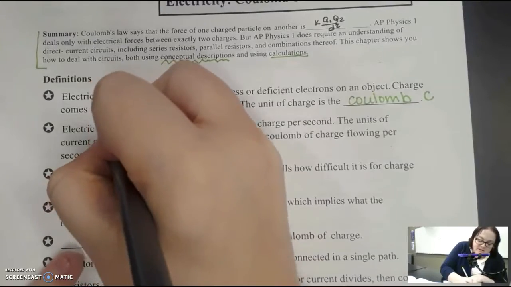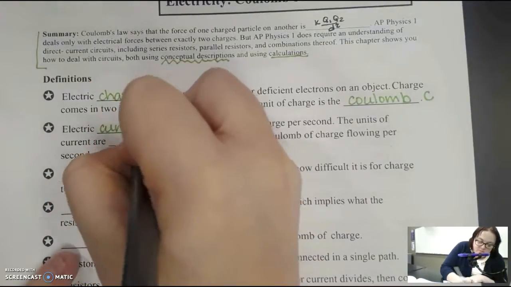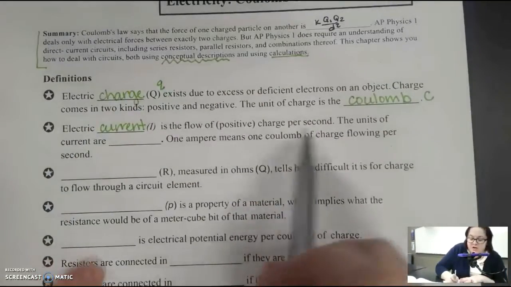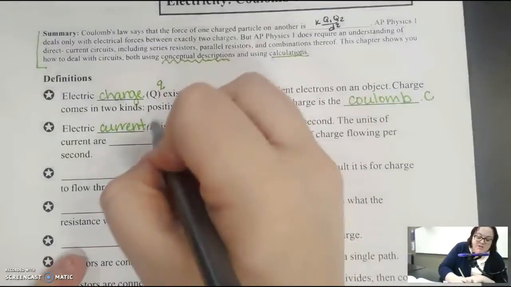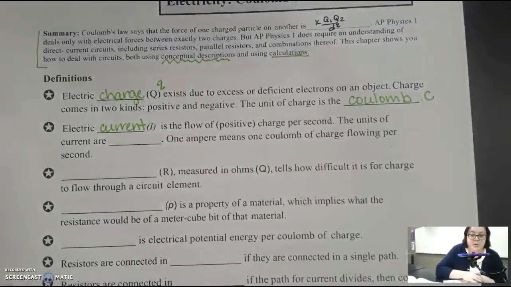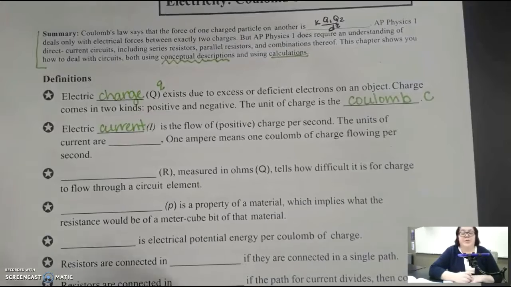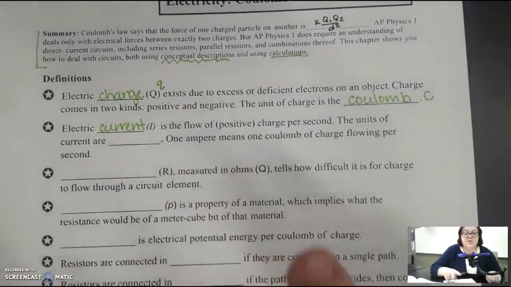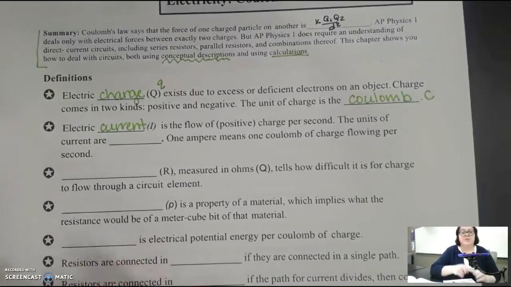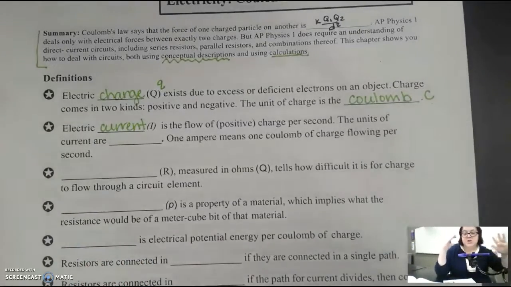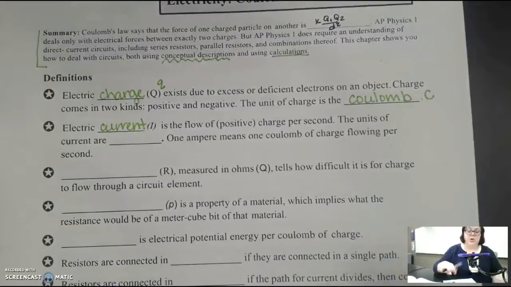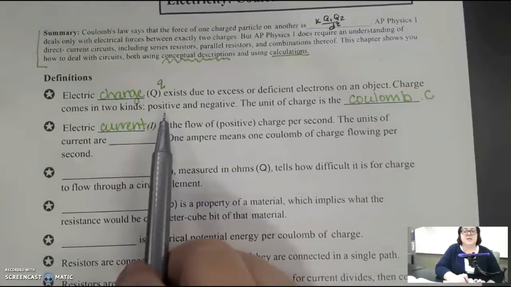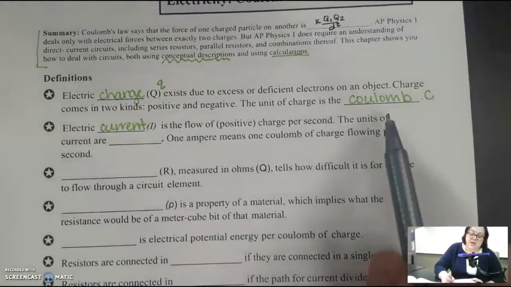Electric current is the flow of charge per second. It's done with an uppercase I. I know that's also rotational inertia or moment of inertia. Fortunately, those two are never going to occur in the same problem. There's never going to be a circuit that's also rotating. So if you're dealing with electricity and you see an I, it's current.